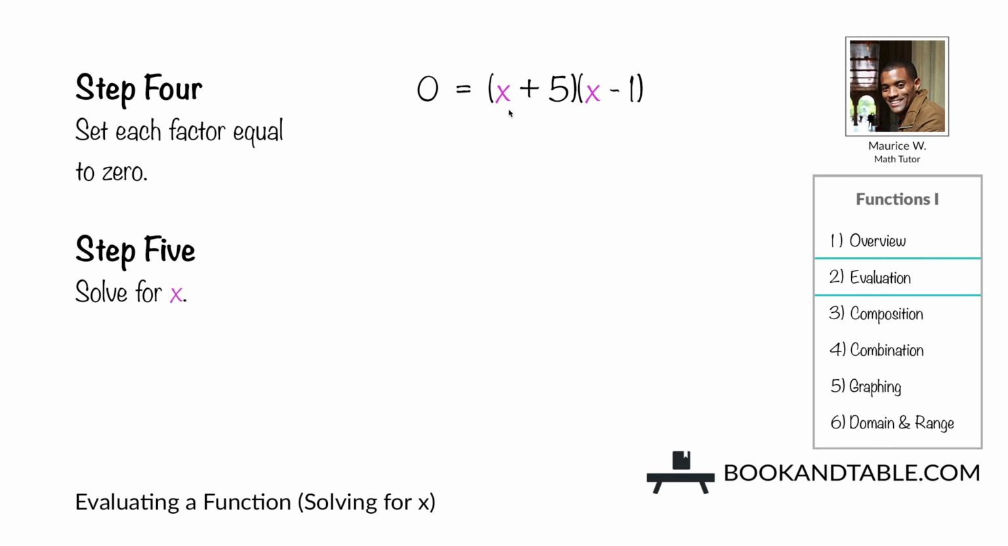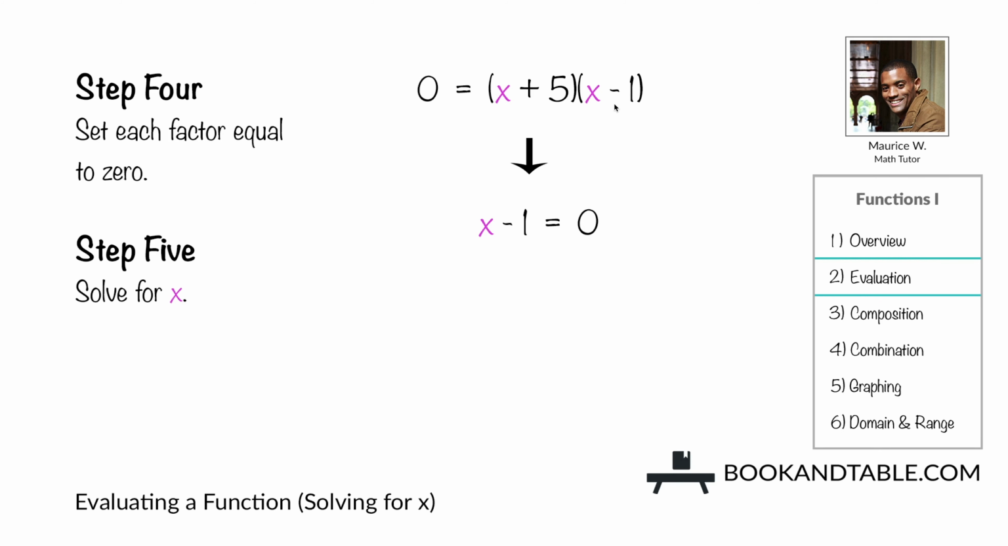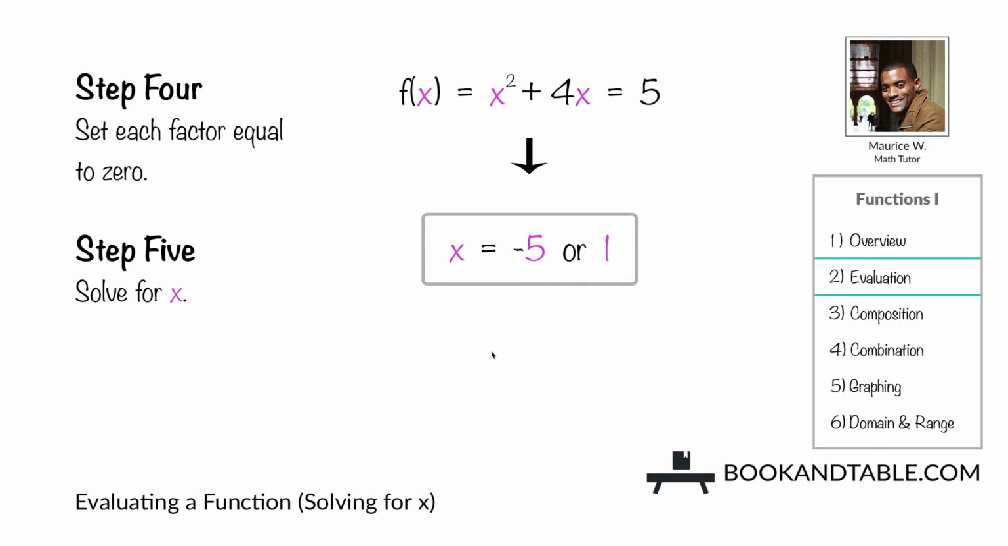So we'll start with x plus 5. We set that equal to 0. And to solve for x, we want to subtract 5 from both sides, showing us that x is equal to -5. And we want to set the second factor, x minus 1, equal to 0. And we solve for x by adding 1 to both sides, showing us x is equal to 1. So when this function is equal to 5, x can be equal to -5 or +1.